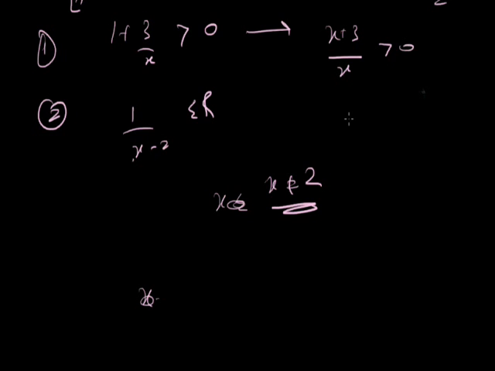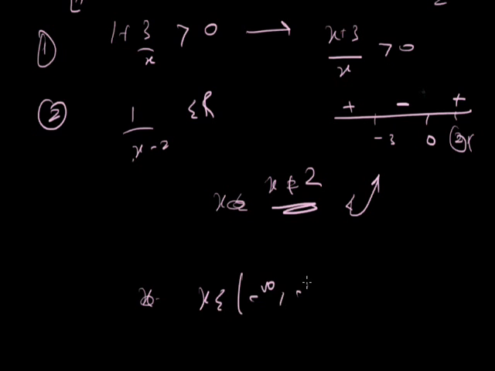And 1 plus 3 upon x greater than 0 means (x plus 3) upon x is greater than 0. Now let's plot this. This is x, this is x plus 3, that means minus 3 and 0 are the critical points: positive, negative, and positive. Therefore, taking the intersection with x not equal to 2, x belongs to minus infinity to minus 3 union 0 to infinity, excluding 2. Hence the answer is this.